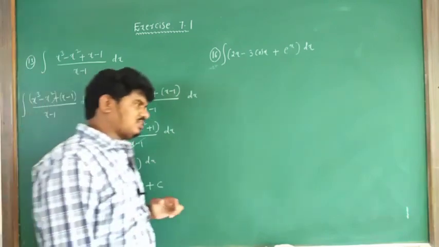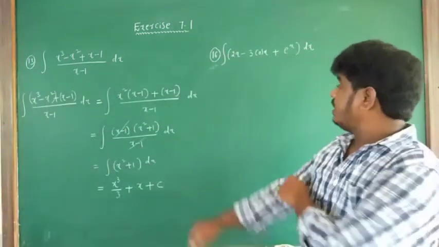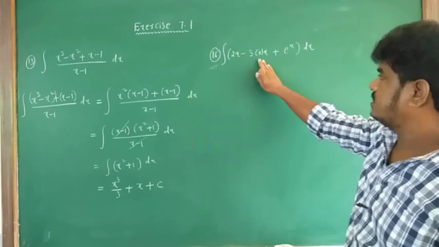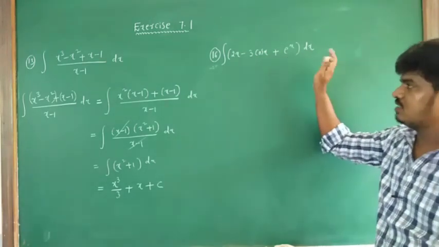Next, the 16th one. What is the integral of 2x minus 3 cos x plus e power x dx?